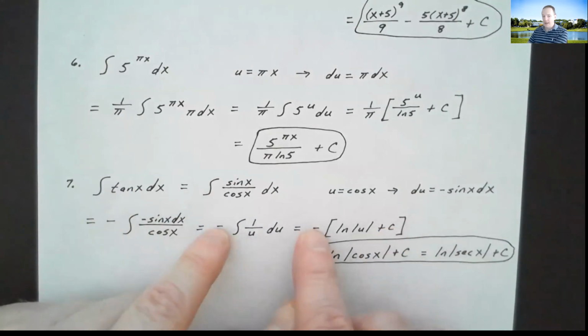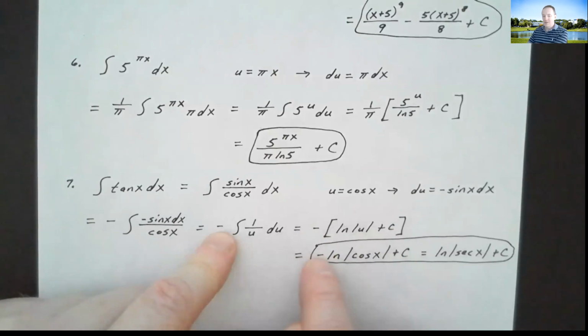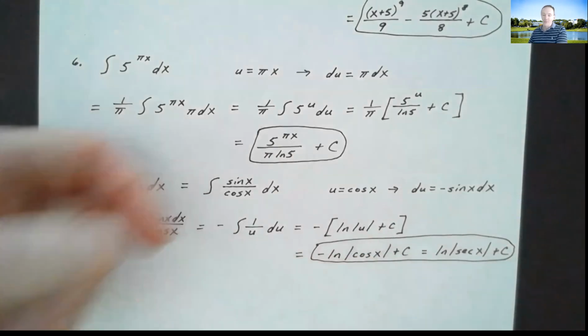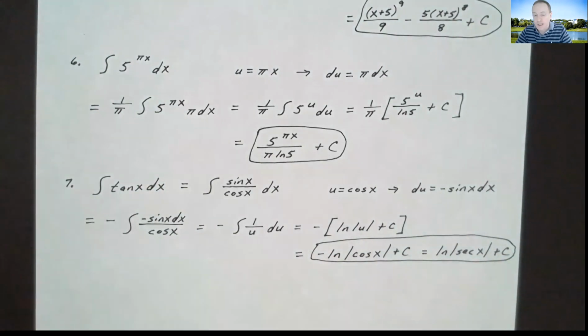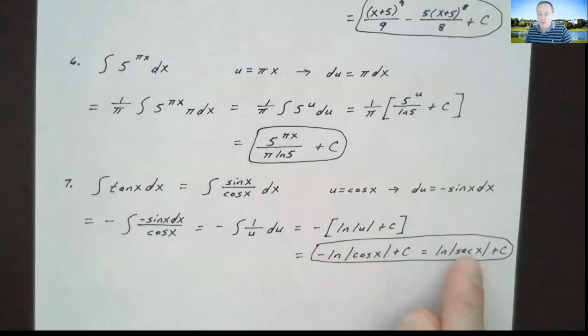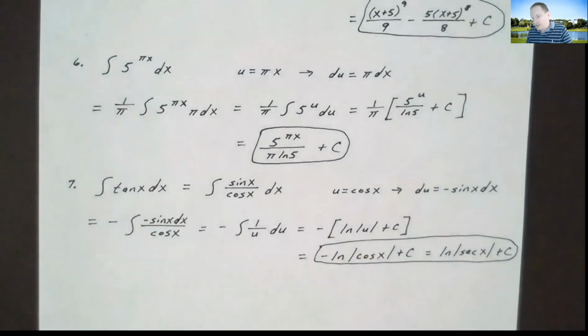We'll still have the negative out in front of it. That didn't go away. So my answer is going to be the negative of the natural log of the absolute value of the cosine function plus your constant of integration. Now, if you looked this problem up in the table of integrals in your book, it's not going to give you that answer. It gives you this answer. Keep in mind they're the exact same answer.